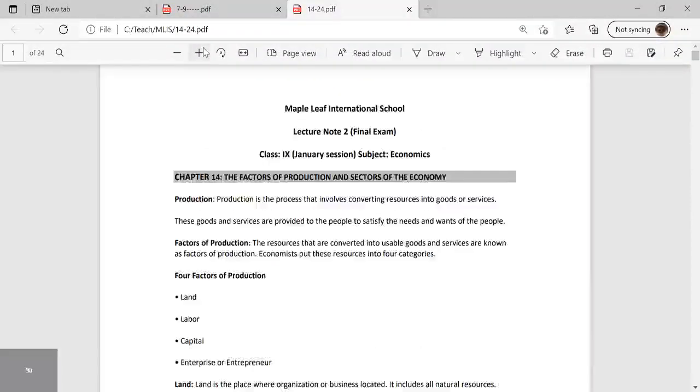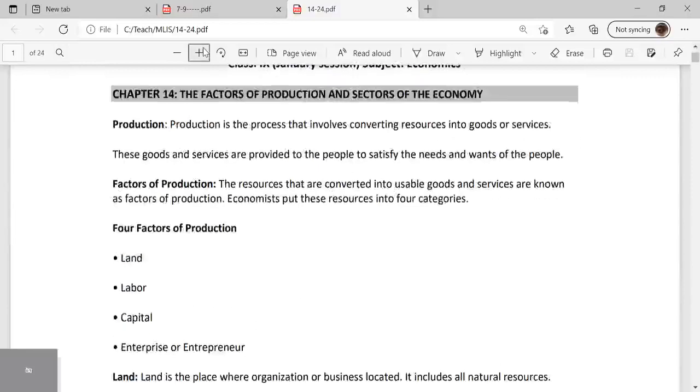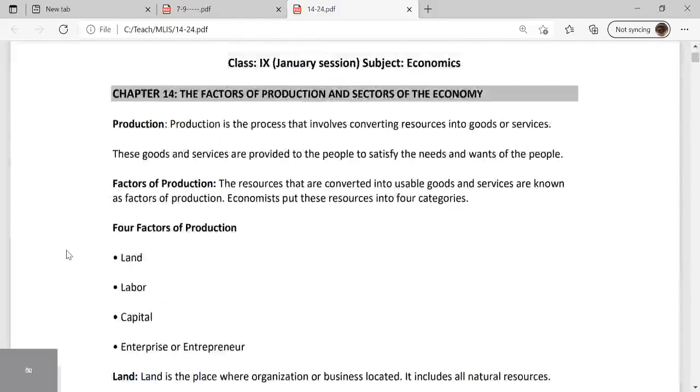Okay, let's continue with our review. Today we'll start chapter 14, the factors of production and the sectors of the economy.